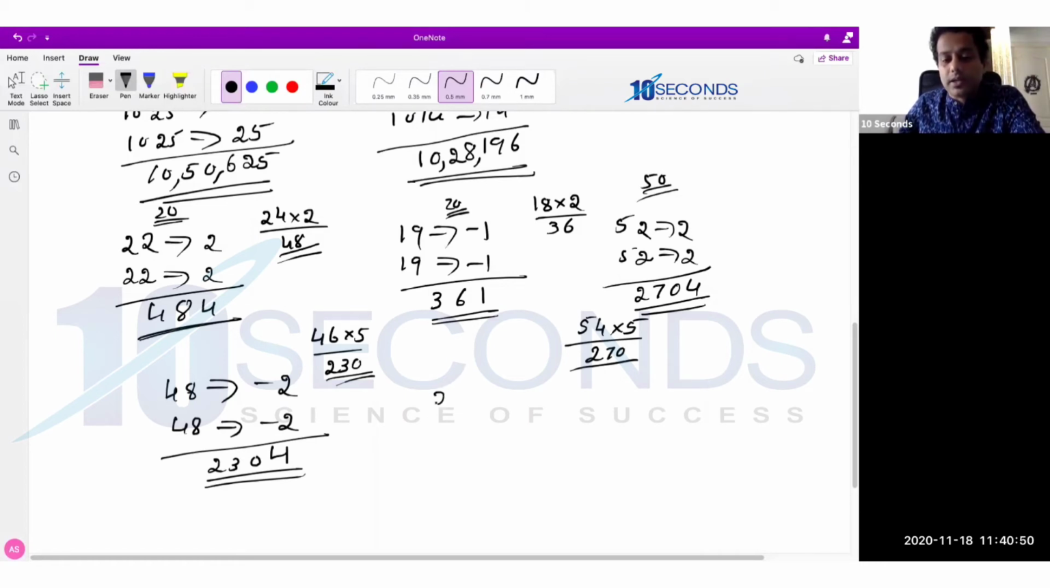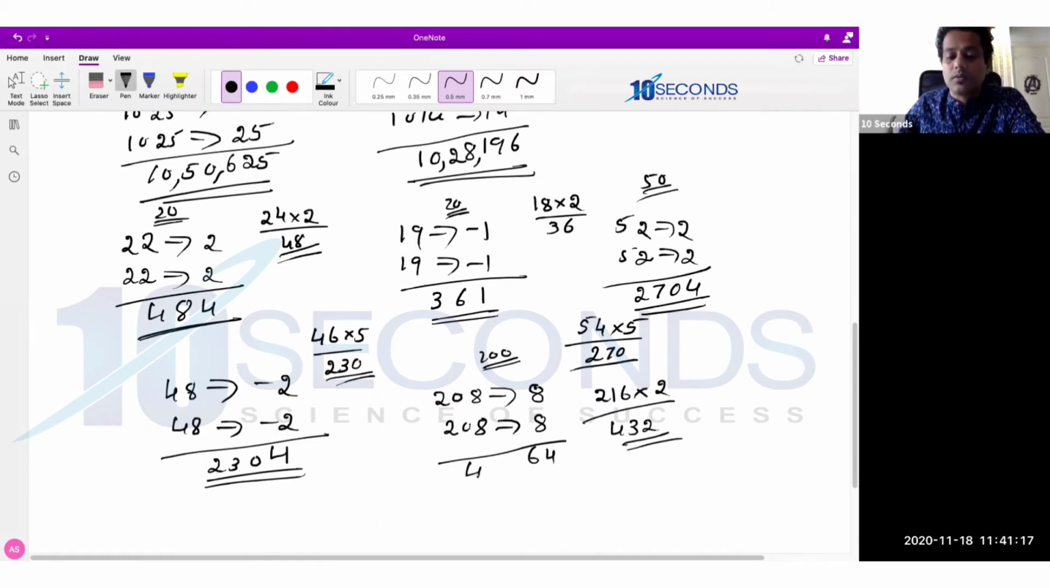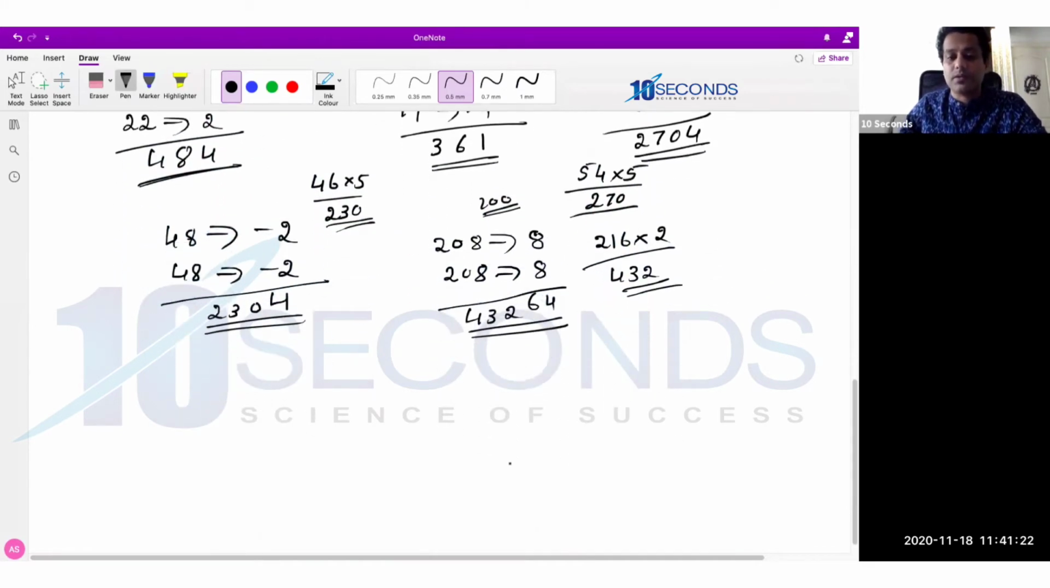So if I take 208 into 208, 8 more than 200. 8 into 8, 64. Two digits are allowed till 1000 place value, right? 208 plus 8 is 216. Is the answer 21664? No. 200 is the base. 200 is 2 times 100, right? 216 into 2 is 432. So 432, 64 it is.